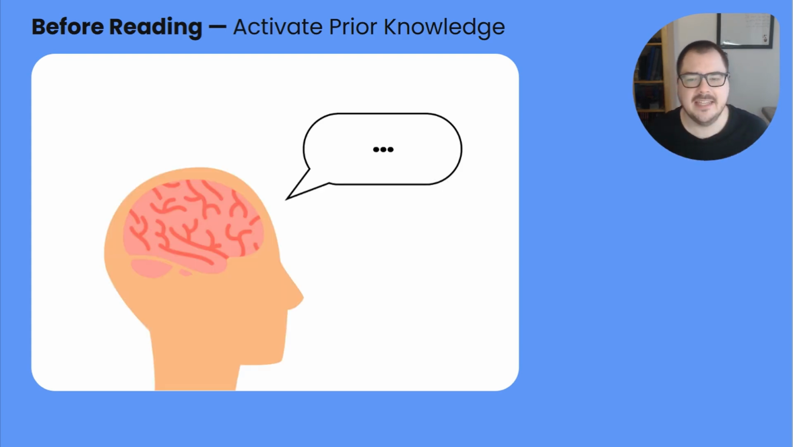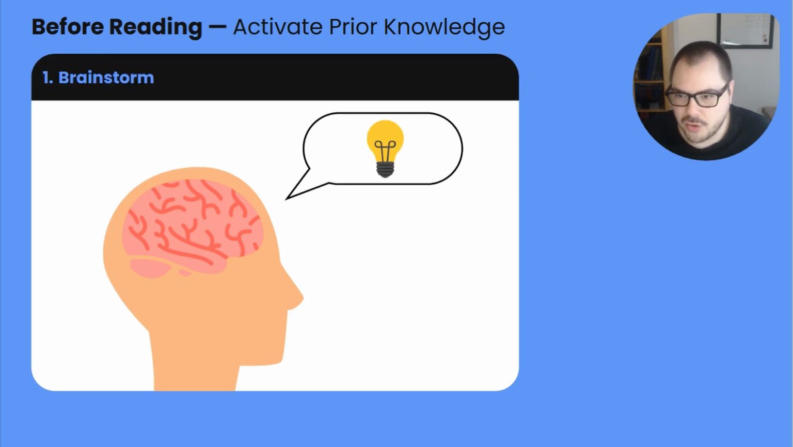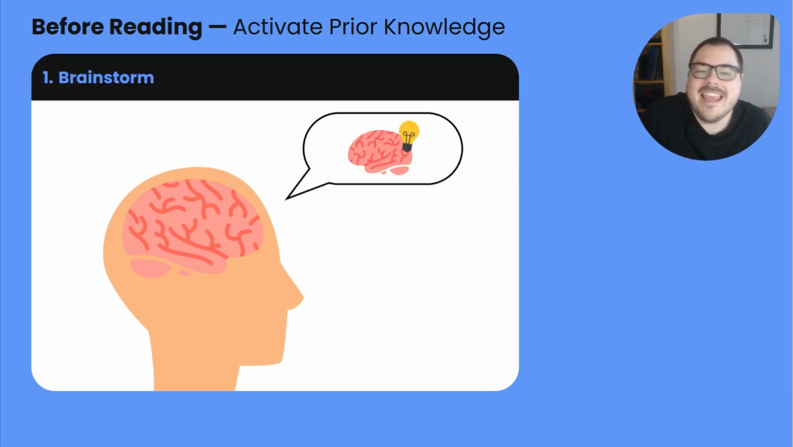There are different techniques that can help you gather the information that is already inside your head. So, one of those techniques is called brainstorming or a brainstorm. Brainstorming means that you take some time to think about what you already know on the topic in your head.